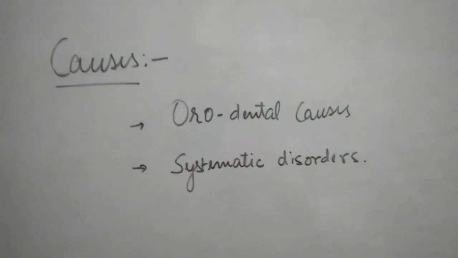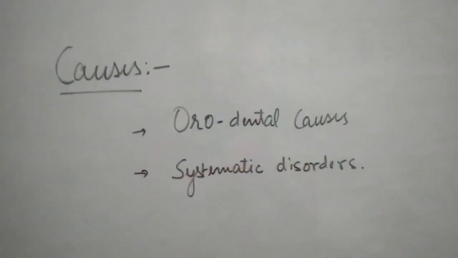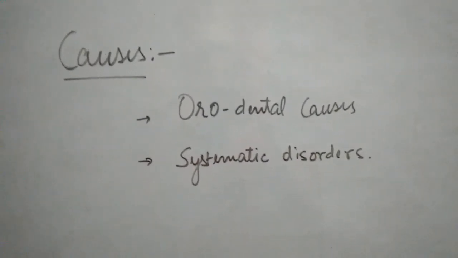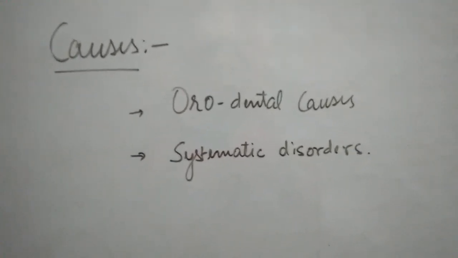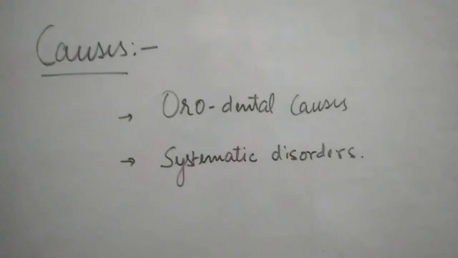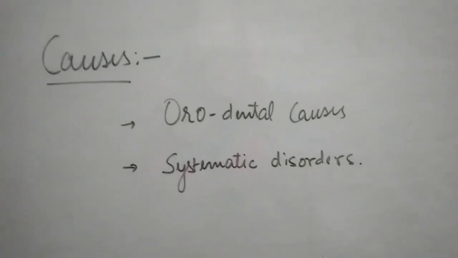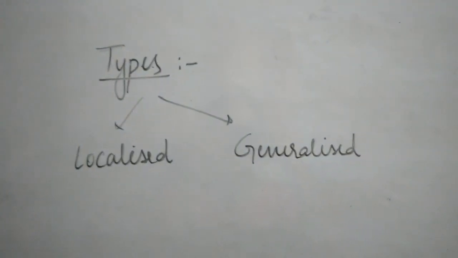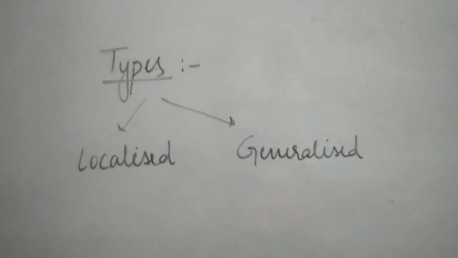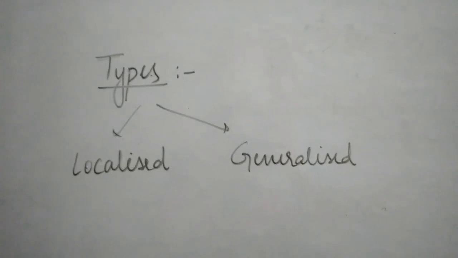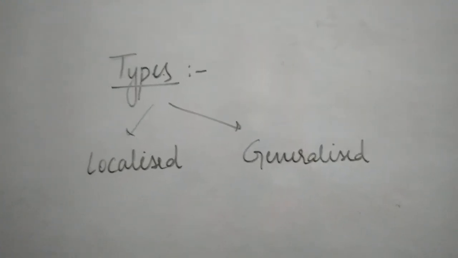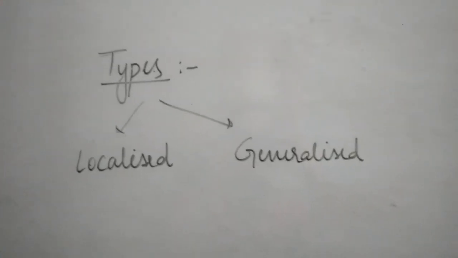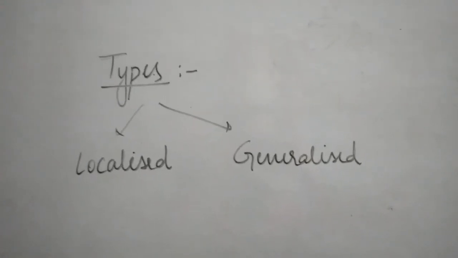So now come to the causes of gingival hyperplasia. Apart from orodental causes, some systemic disorders are also seen to have gingival hyperplasia as a manifestation. So mainly two causes are there: orodental causes and systemic diseases or disorders. Now coming on to the types of gingival hyperplasia. Basically two types are there: localized and generalized. Localized, when the gingival enlargement is localized to some portion of the gingiva. And when the whole of the gingival tissue is enlarged, that is the generalized type.